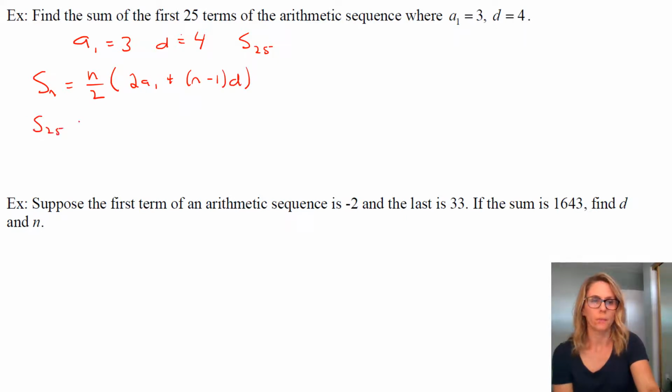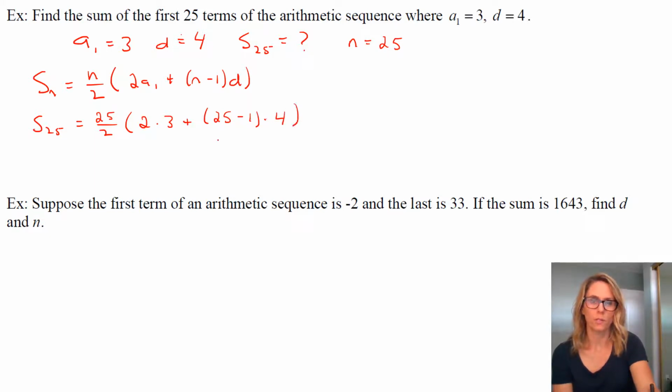Again, we're finding S sub 25. We know that our n here, this is what we're trying to find, it does tell us that n equals 25. So we have 25 over 2, then we have 2 times a sub 1 plus n minus 1, so 25 minus 1, times d, which we know is 4.